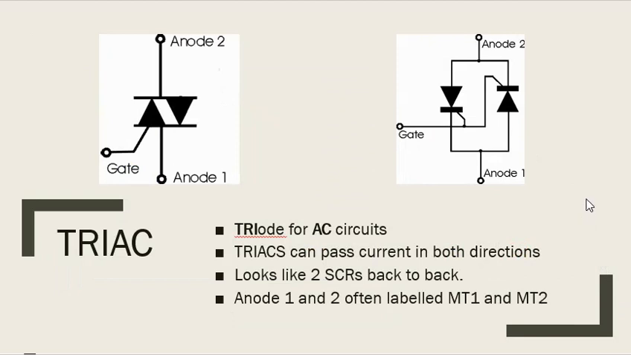Now for AC circuits, what we need is a TRIAC. TRIAC stands for Triode for AC Circuits. TRIACs can pass current in both directions, and this is where they've taken two SCRs and put them back to back. We have one SCR for this direction, another one for this one. We tie the gates together. We have anode 1, anode 2. The symbol for a TRIAC is you take a DIAC and you put a little gate on it. They're just called anode 1 and anode 2. There's no polarity. They're just two different anodes. Sometimes instead of anode, they'll call it MT1 and MT2.